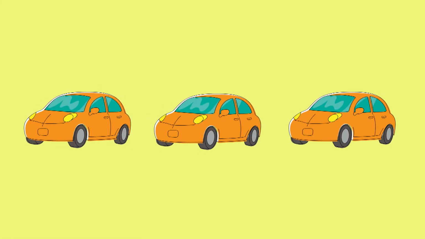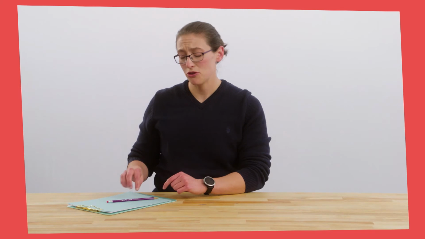Check it out. There are 3 cars in the parking lot. Each car has 4 wheels. How many wheels are there altogether? How do you think you could represent this? I'll give you a minute to think, draw, or write. Now I'm going to do it on my paper too.